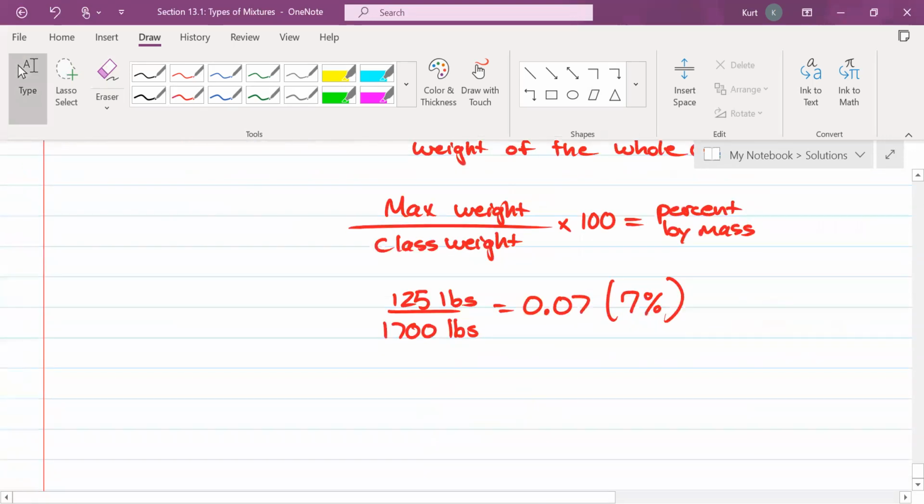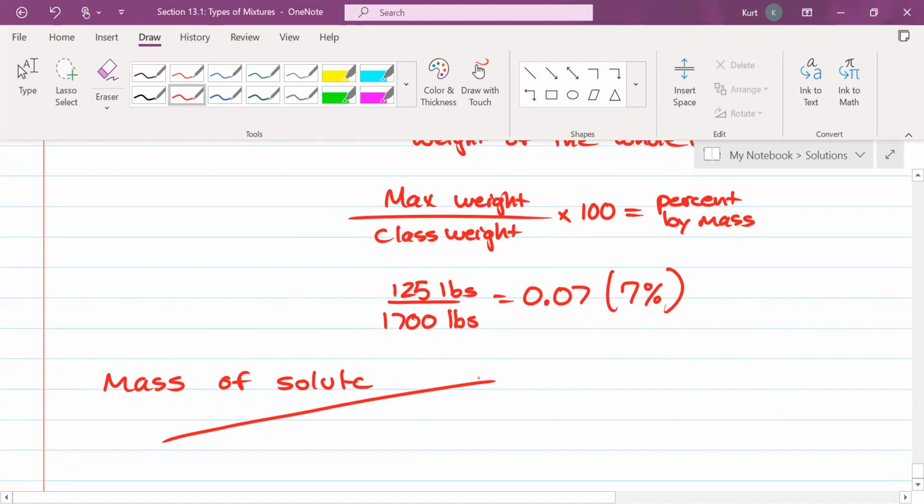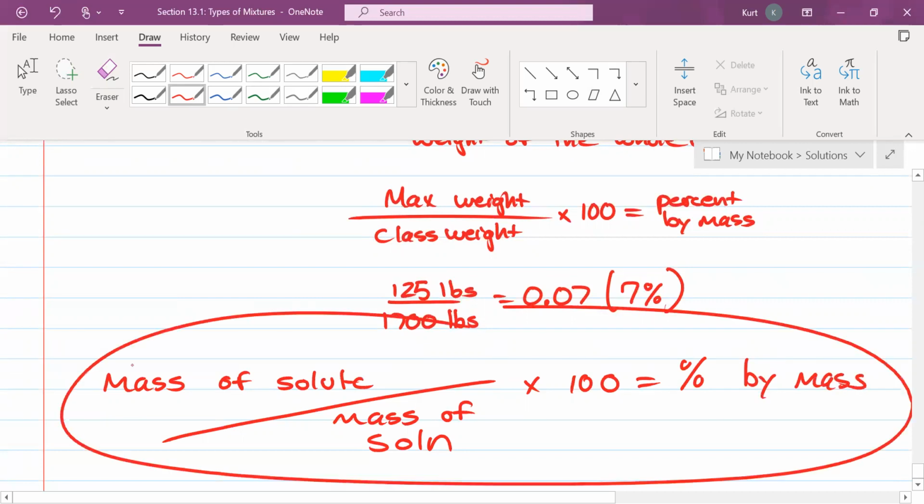So let's put this in terms of chemistry. Percent by mass is the mass of the solute divided by the mass of the solution. Do you remember I said yesterday, whenever I write SOLN, that means solution, times 100. That's it. This equals percent by mass. There's your formula for percent by mass.